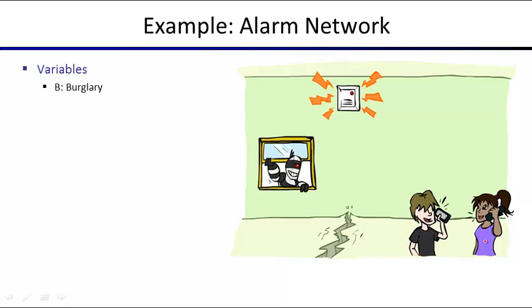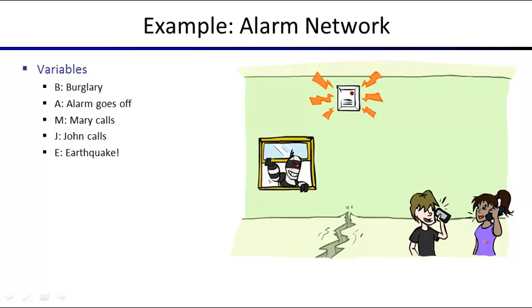The variables are burglary, alarm, Mary calls. So the scenario is that there could be a burglary or not. Your alarm could go off or not, based on that burglary. Then your neighbor Mary could call you, let you know your alarm is going off. Your neighbor John lives on the other side of your house, could call you, tell you your alarm is going off. And then there could also be an earthquake, which could also trigger your alarm to go off.